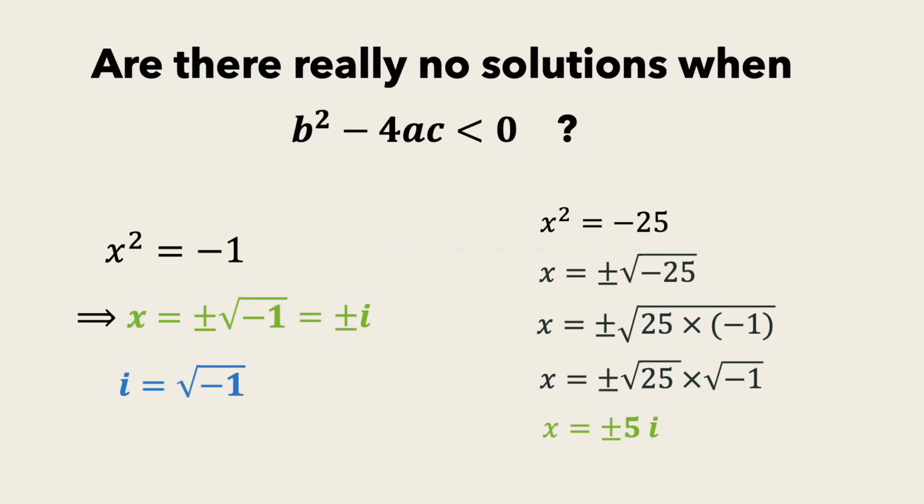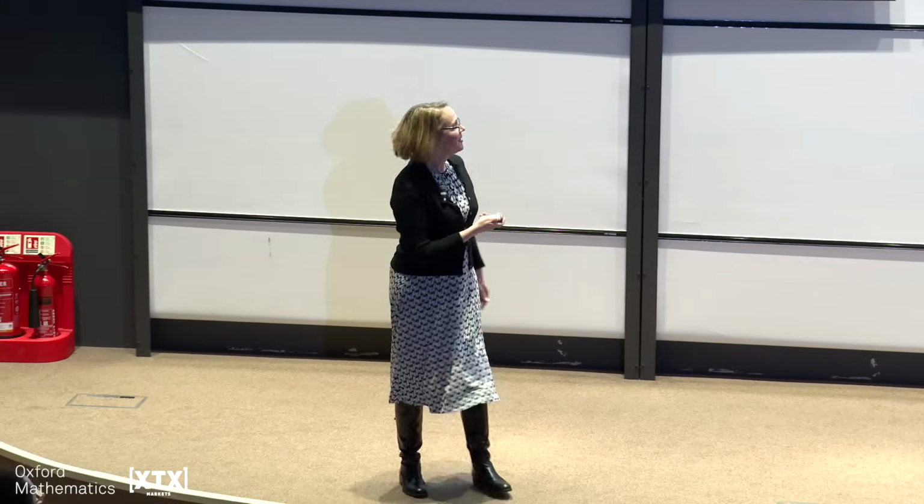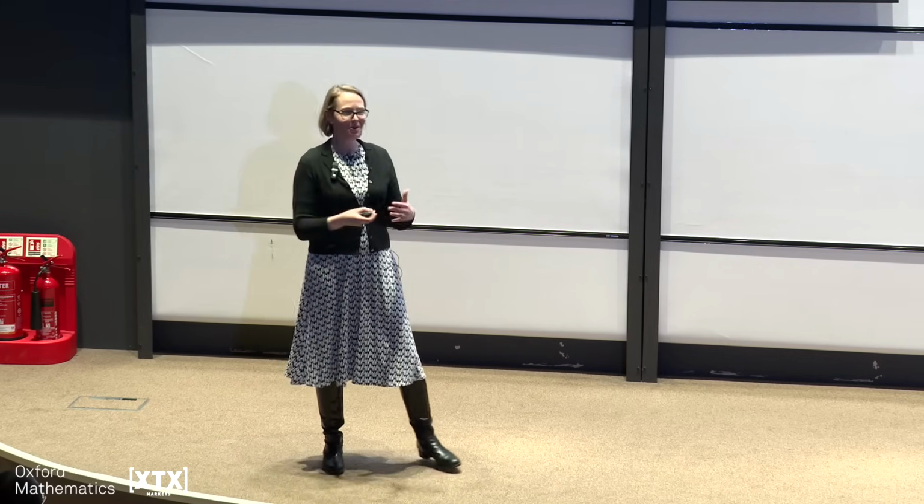We can solve quadratic equations now when the discriminant is negative. Okay. So what I want to convince you is that this has geometric meaning. Okay? This isn't just mathematicians making something up and just doing it because they can.